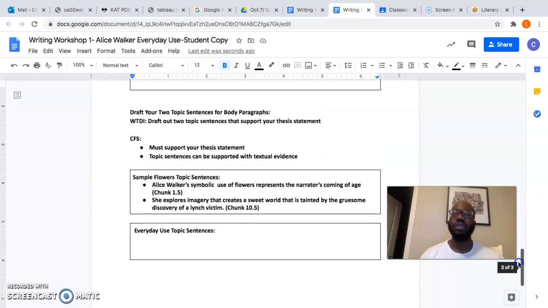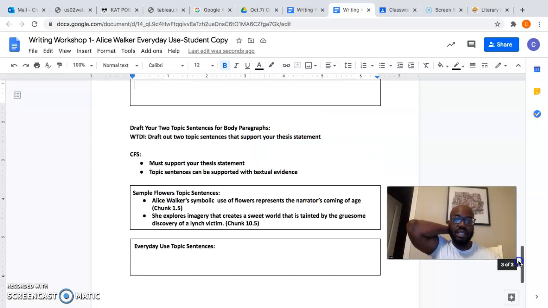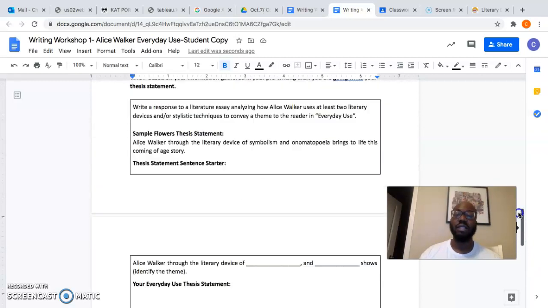The final thing you're going to do for today is draft out two topic sentences that support your thesis statement. This is the criteria for success. You must support your thesis statement, and topic sentences must be supported with textual evidence. Then you're going to put your two topic sentences that support your thesis statement here, along with your evidence. So tell me where you are going. How can you support those topic sentences? Give me the chunk number and the line. And pretty much this is how you complete this task.